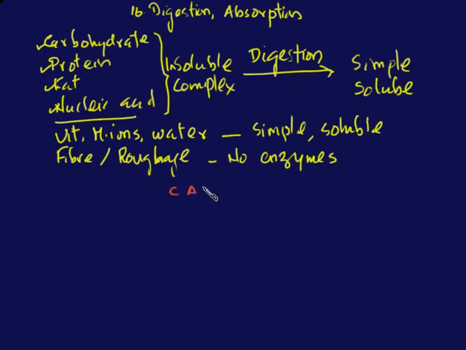As the name goes, it's made up of carbon, hydrogen, and oxygen, right? These are the chemical elements, carbon, hydrogen, and oxygen. There are three types of carbohydrate. One is called monosaccharide. This is the simplest form of carbohydrate.